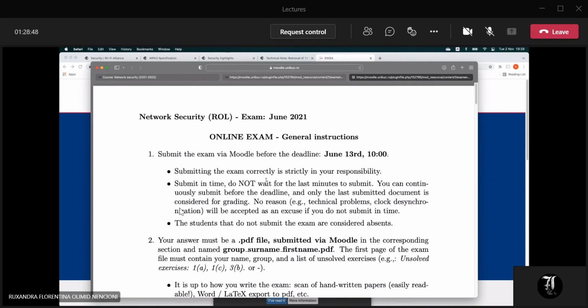What I did in the last years, and I will do the same this year if we have online exams, is that you will have 24 hours to submit the exams. So you will get the subjects, the exercises. You will have 24 hours to think about them and to submit them in Moodle. And you can submit as many times as you want, so don't leave it to the last moment.